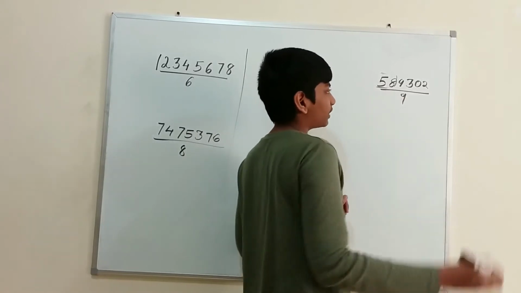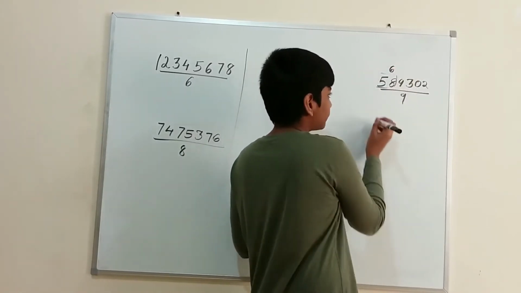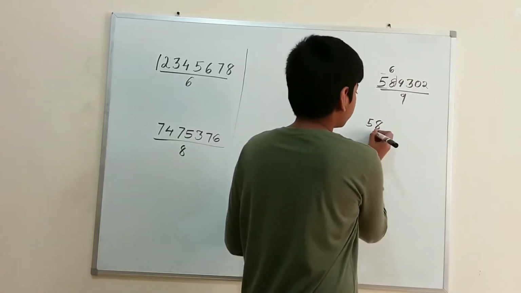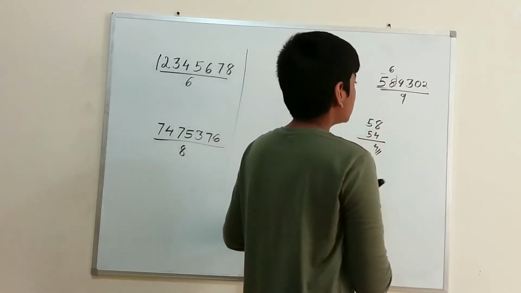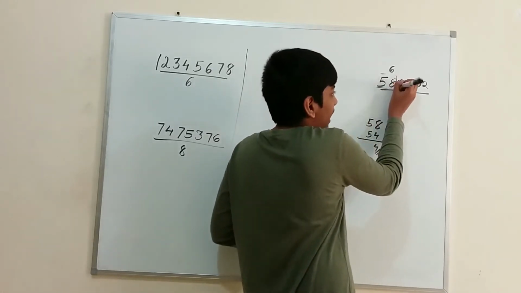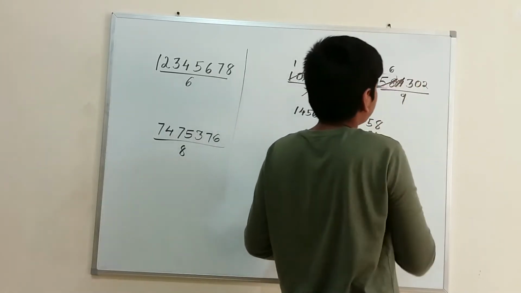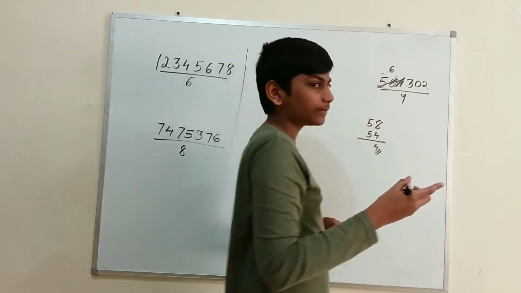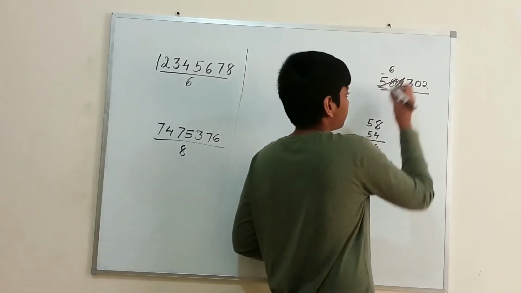So 58 divided by 9 is nothing but 6. The 6 will get us 54, and 58 minus 54 gives 4 as the remainder. So this 4 will go over here, and this 9 will become 49. Now 49 divided by 9 is nothing but the 5 table, which is 45. We have 45, right?